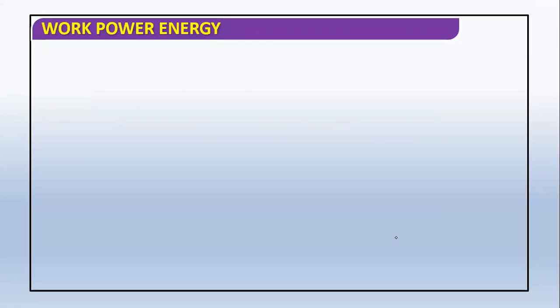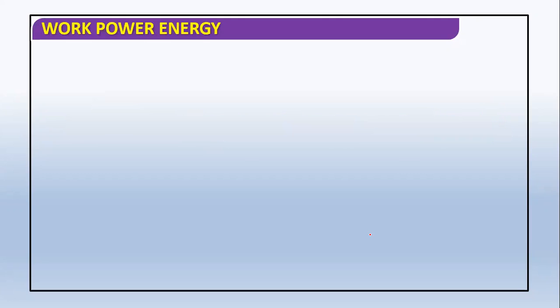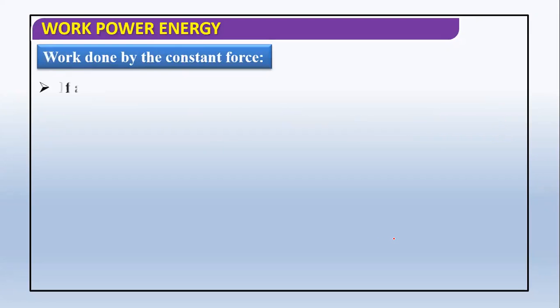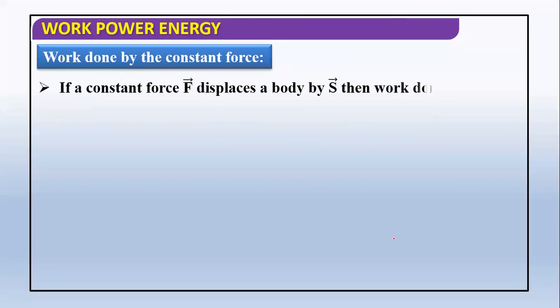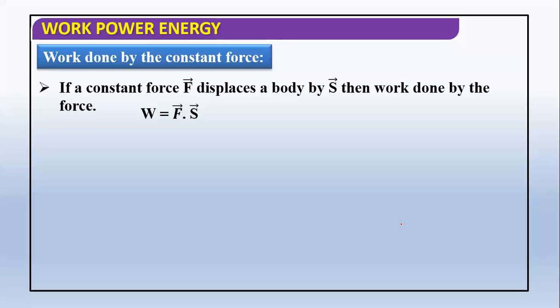Next, we will see work by various methods. How do you find work with different methods? Work done by constant force we have already seen. For constant force, we can write simply F into S if it is in vector form. If it is not a vector, simply write F into S. No need to write vector. So for constant force, you can write directly like this.